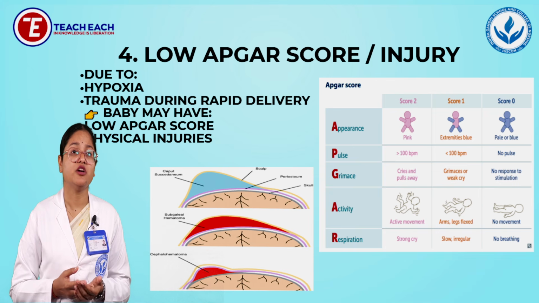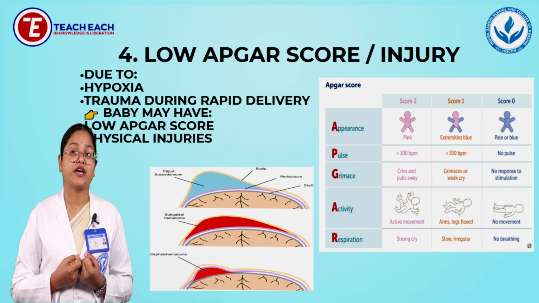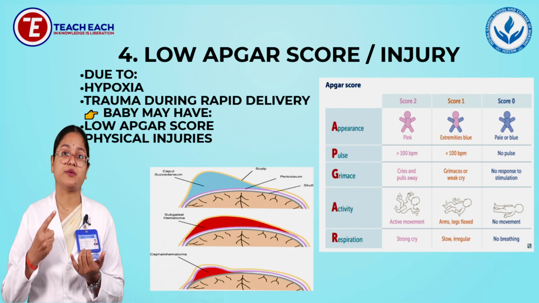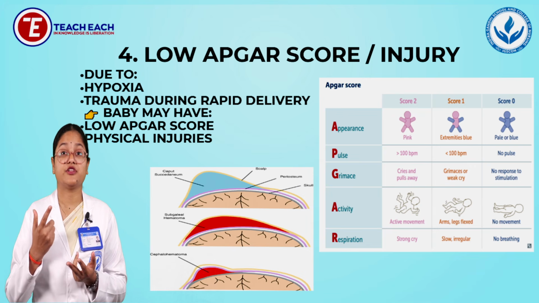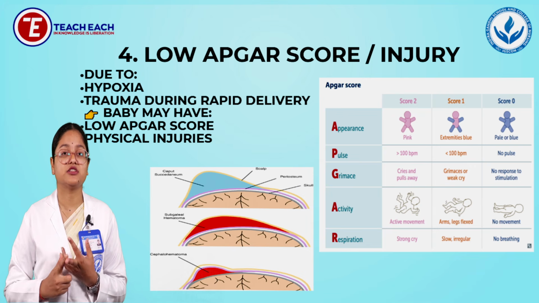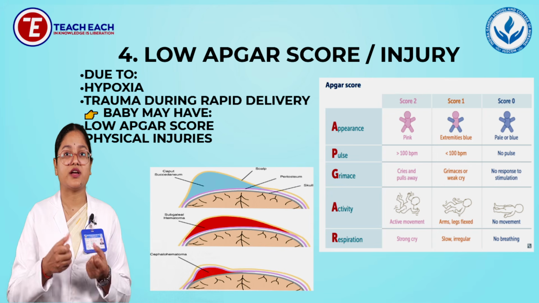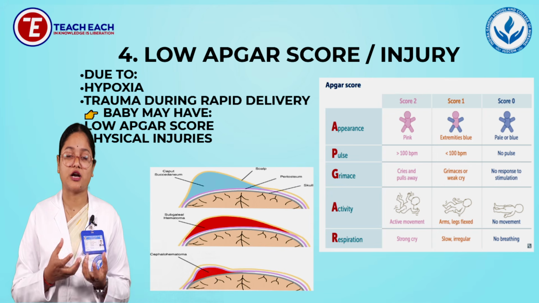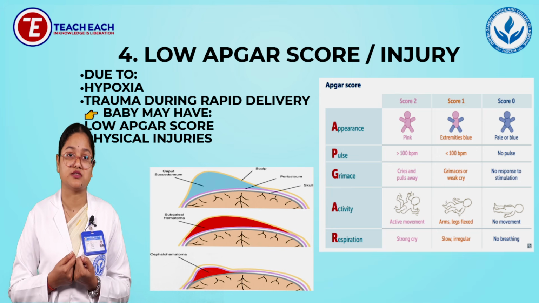Baby may have a low Apgar score, and physical injuries may be present, because during rapid delivery of the baby, sometimes babies can fall down, and sometimes head injuries can occur. Basically, this can happen when mothers are delivering in the squatting position. Physical injuries can also occur while taking the baby out, sometimes in the clavicle area or the shoulder area.